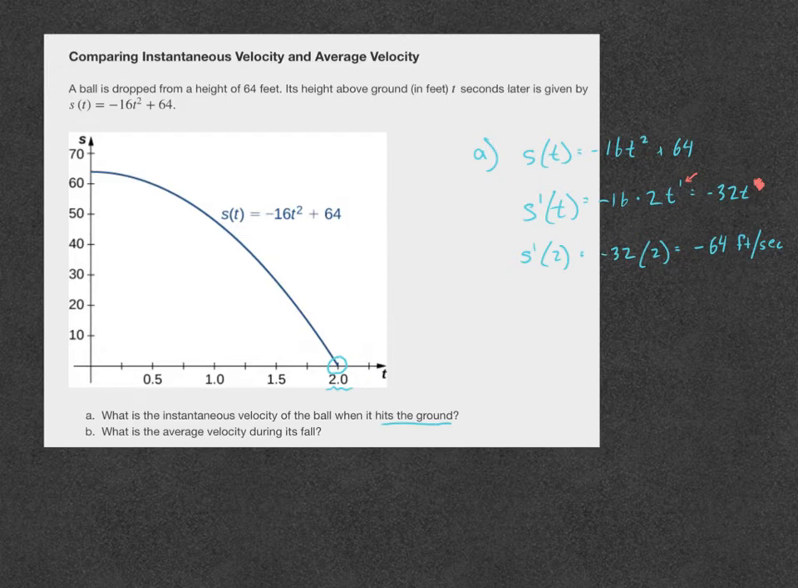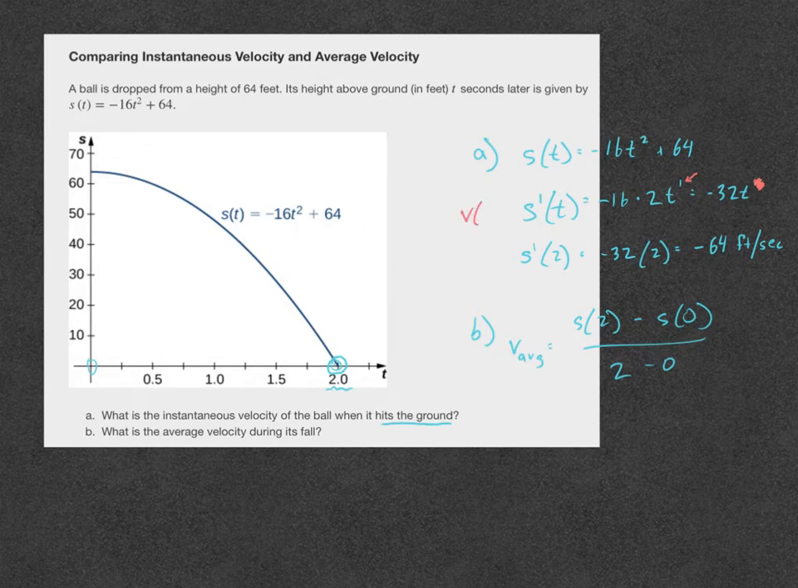All right, now part B, what is the average velocity? Average velocity, that's a slope. That's a change in y over a change in x. So the path of this ball, it starts at 0 seconds and ends at 2 seconds. So for average velocity, that would be s of 2, the original function, minus s of 0 divided by 2 minus 0. And one thing I want to add to part A that I should have from the beginning, when I took my derivative, that is the velocity.